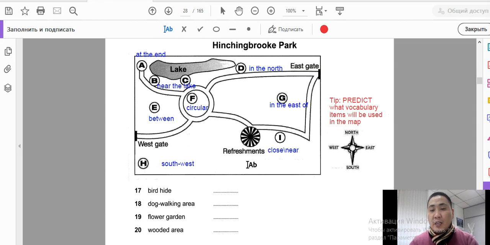And we see this word, have a look at all the objects or items which are shown in the map. Refreshment. So if you listen to the words close, near the refreshment, the answer will be I. In the east of, the answer will be G. In the north, the answer will be D. If you listen to the word circular, the answer will be F. If you listen to the words in the west of, the answer will be B or C or A, but it should be near the lake, B and C. A should be near the lake, and also at the end.